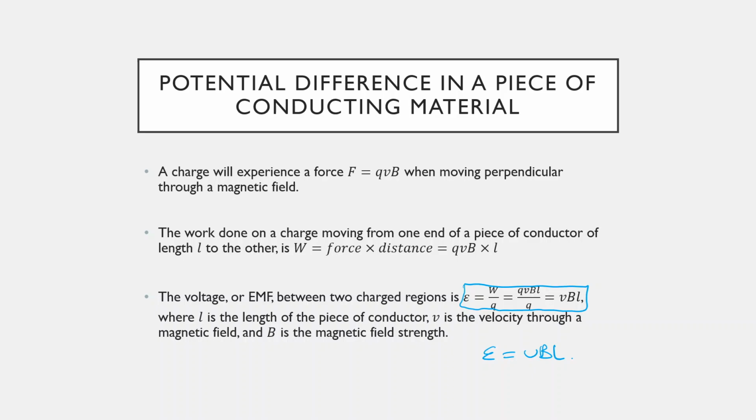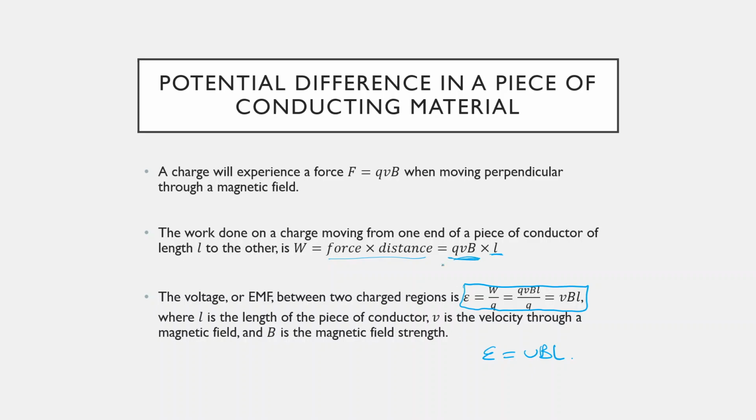I'm not going to stress too much about the derivation of this. It's not too crazy to understand. Basically, the magnetic field does work on a charge to make it move to one side of the conductor. What work is done? Well, it's force times distance. How far has the charge moved from one side of the conductor to the other? That's L. What is the magnetic force on this charge? That's QVB.